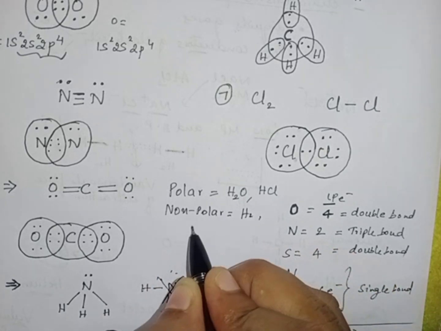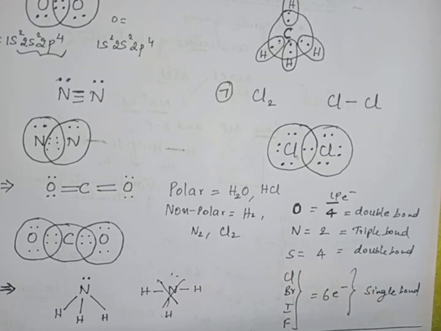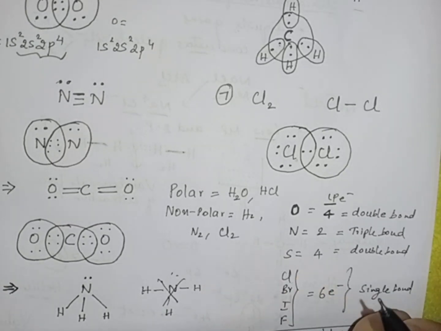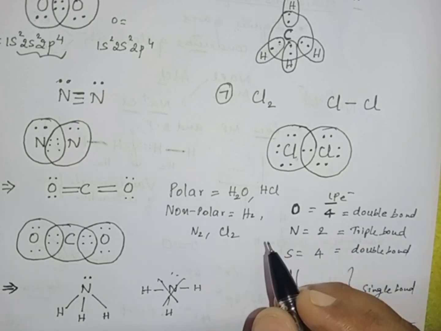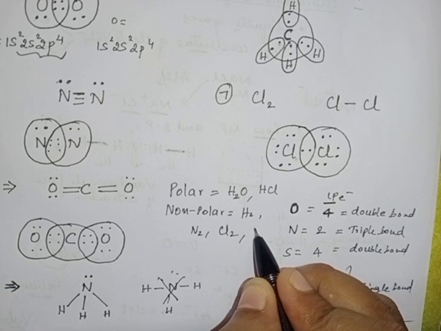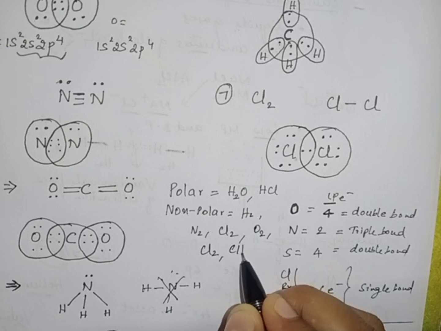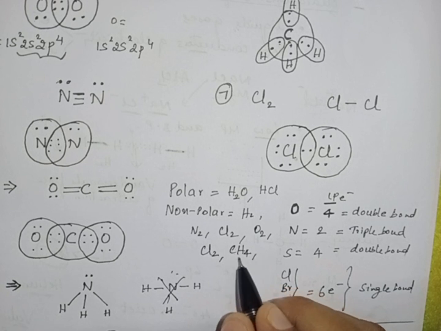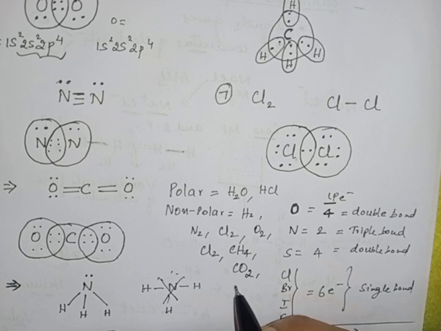Non-polar covalent compounds: H2, N2, Cl2. We call them homonuclear or homoatomic, meaning the same. There is no difference in electronegativity, so they will be non-polar covalent compounds. Next, oxygen, then Cl2, then CH4. Methane is a non-polar covalent compound. Bonds may be covalent, but remember it is a non-polar covalent compound. Carbon dioxide, non-polar covalent compound.